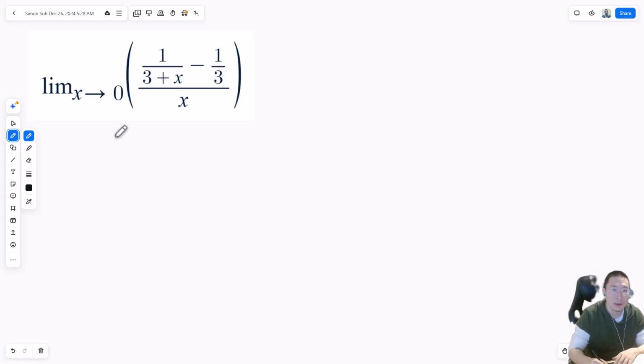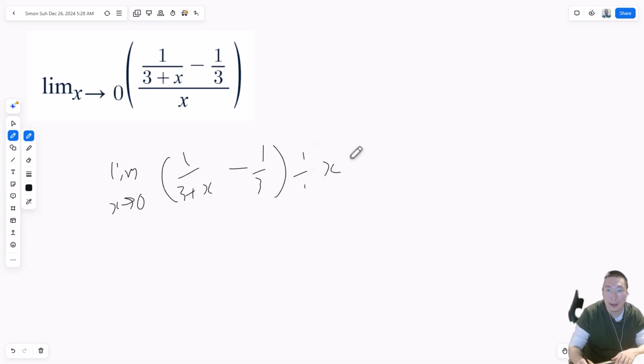The first thing we're going to be doing is separating out the numerator and the denominator as separate multiples of fractions. So it's going to be the limit as x approaches 0 of (1 over 3 plus x minus 1 over 3) divided by x. You can see this is x at the division here, so that's why we're dividing by x. And then we're going to combine the fractions in the numerator, so we have one single fraction here.